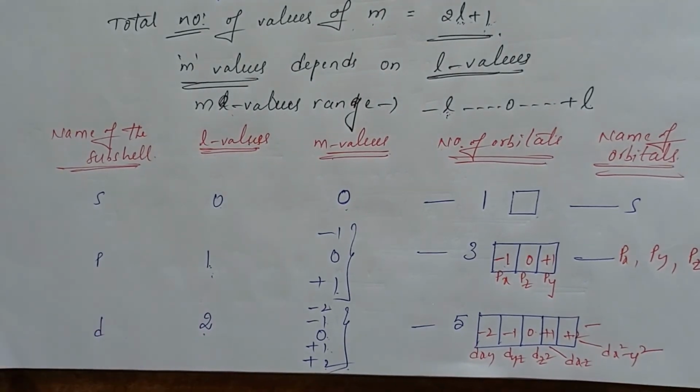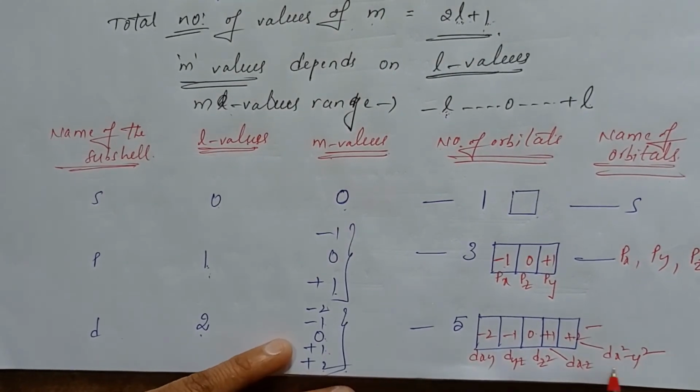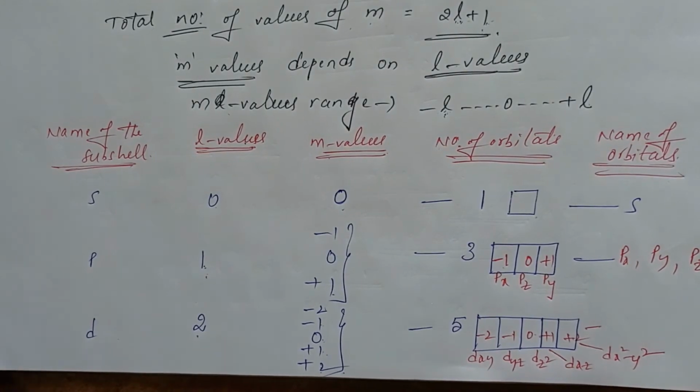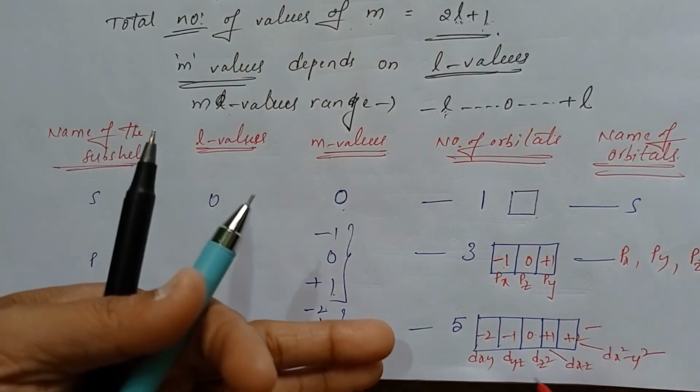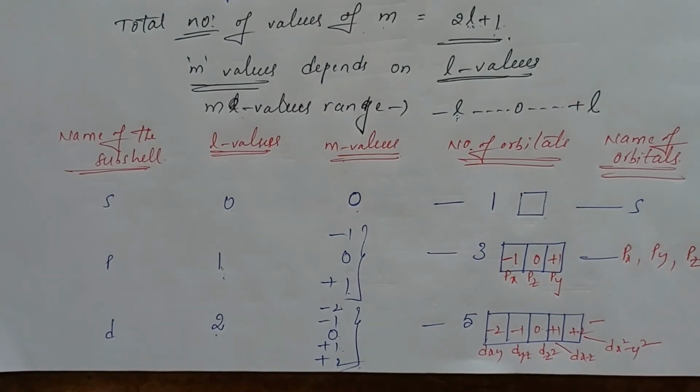Dx square minus y square, students. Total 5 orbitals are there. So this is about the names of the orbitals. The total 5 orbitals are there. These are the names of the orbitals.